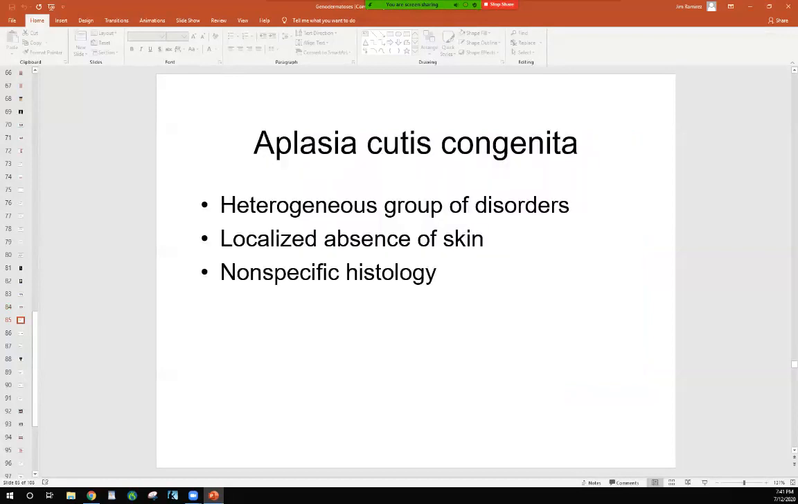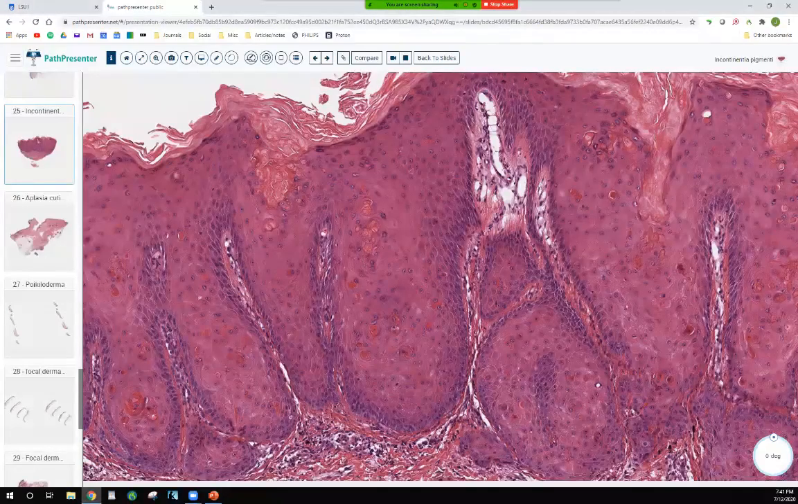All right, so then I'll talk a little bit about aplasia cutis congenita, a heterogeneous group of disorders that does have a histopathologic correlate that's not 100% specific, but I could see them maybe throwing that on an exam and asking you what this is if they provided clinical context. You have a localized absence of skin, and like I said, not the most specific histology. I do have, I think, a picture right here.